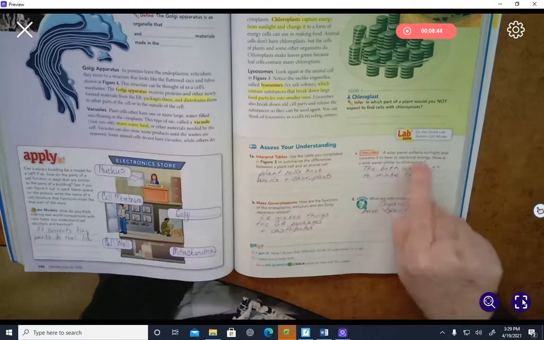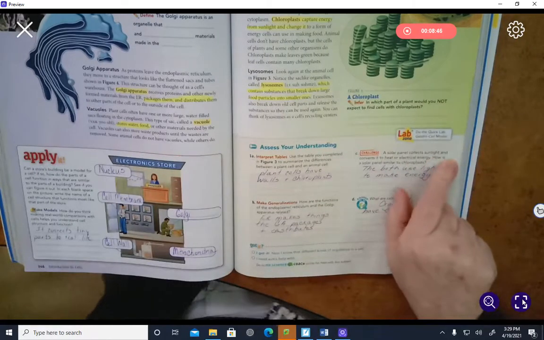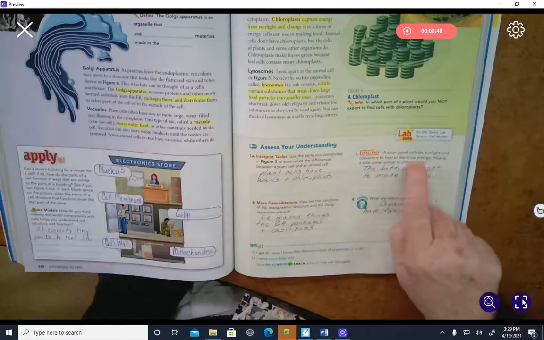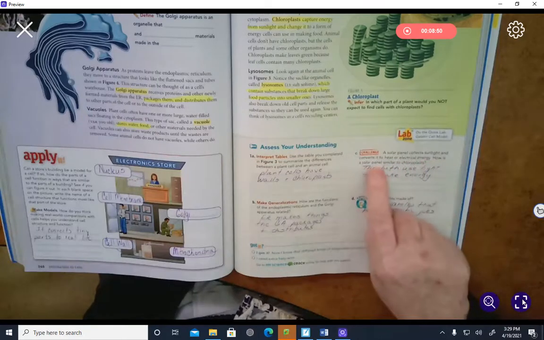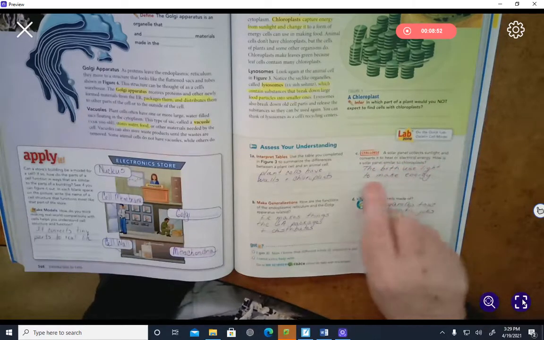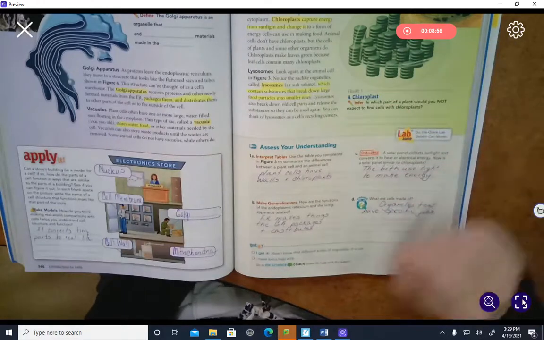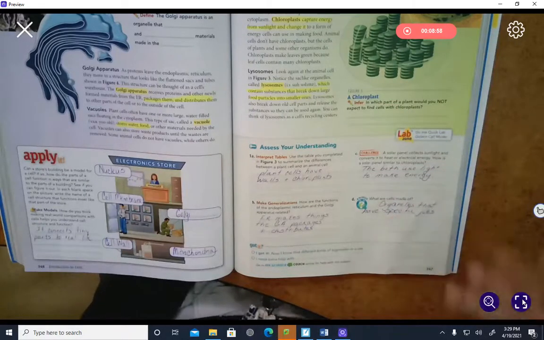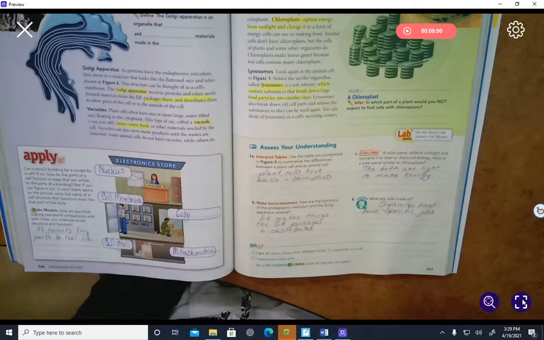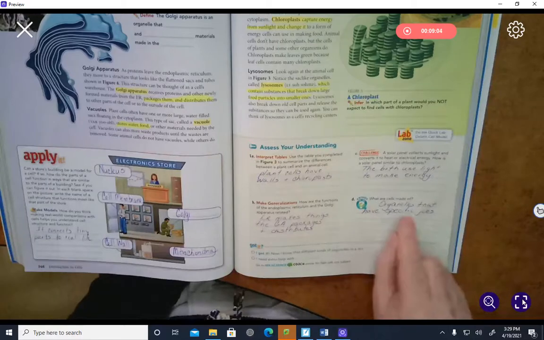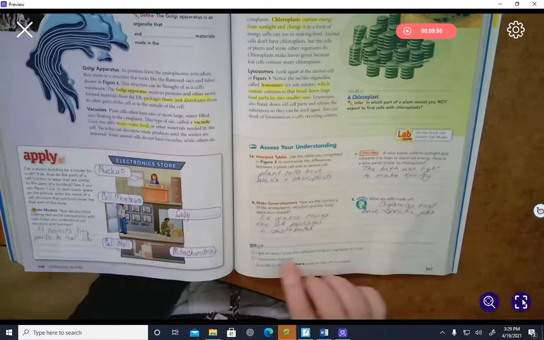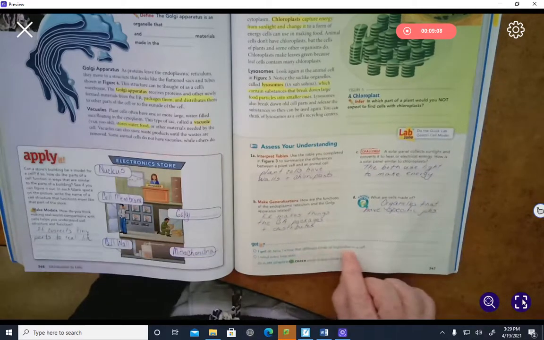A solar panel collects sunlight and converts it to heat or electrical energy. How is a solar panel similar to chloroplast? Well, they both use sunlight and convert it to energy. And what are cells made up of? I wrote all of the organelles have specific jobs, and now I know the different kinds of organelles in a cell.